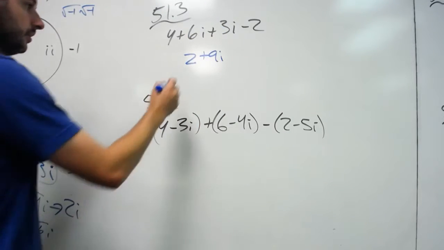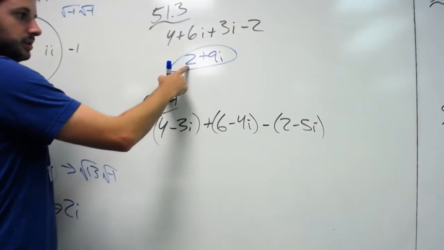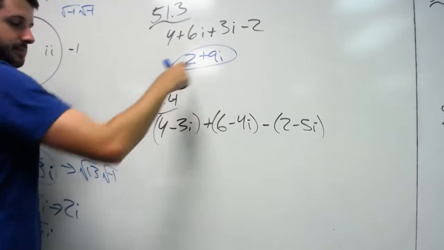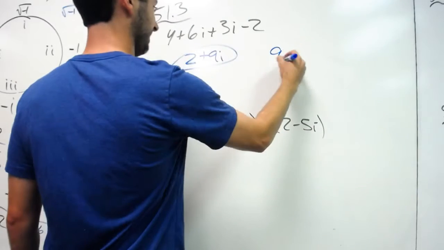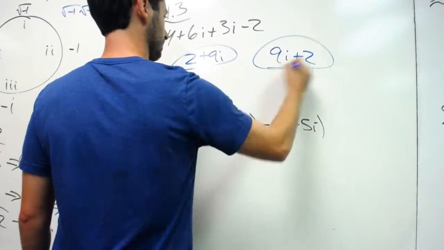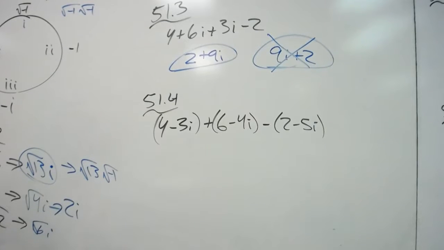That's all you do. Now, one thing to note is you always want the whole number in front of the imaginary number. We do not want to write 9i plus 2. That's bad. We want to keep the whole number in front. That's just how these complex numbers are written.